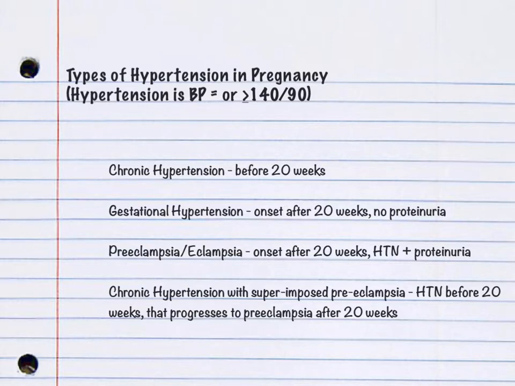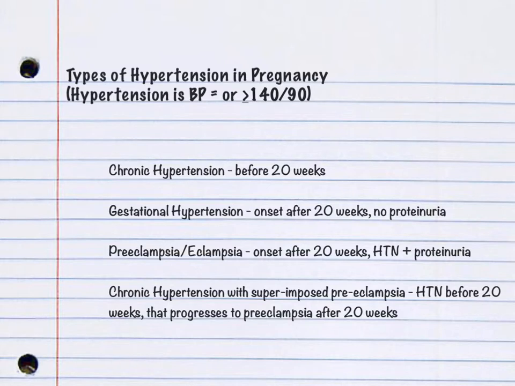We have gestational hypertension, and gestational hypertension is hypertension that has its onset after 20 weeks gestation, but there is no proteinuria. Now, what's important to note is that a lot of chronic hypertensives, maybe up to 25%, become preeclamptic, which is the next category, and about 50% of people with gestational hypertension will develop preeclampsia. So if there's no protein, it's considered gestational, but we're still going to keep testing mom to see if she has proteinuria, because at some point she may go into preeclampsia.